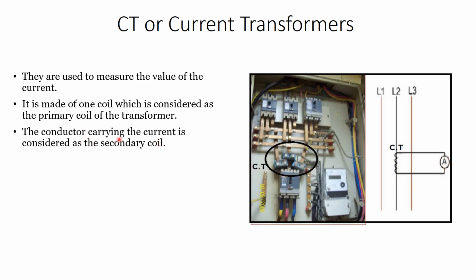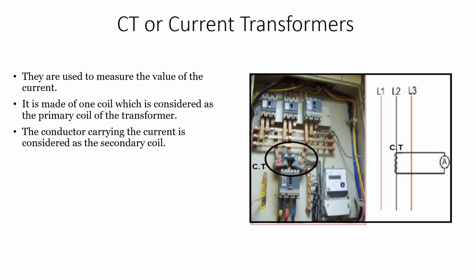Now the conductor, such as a bus bar or a cable, which is carrying the current, is considered as the primary coil of the transformer. Since we are talking about a CT, a current transformer, we have a primary coil and a secondary coil. The primary is the current which is flowing inside the bus bar or the conductor. And the secondary coil is the coil here.